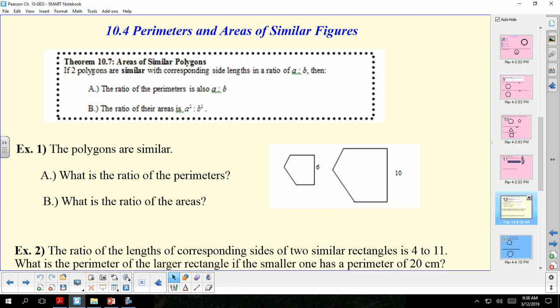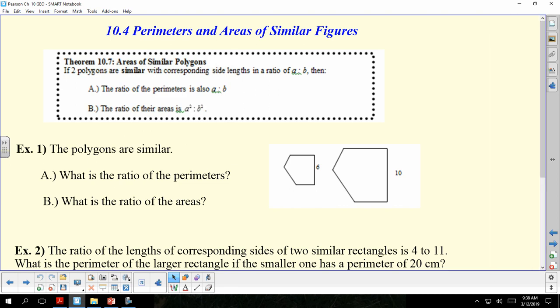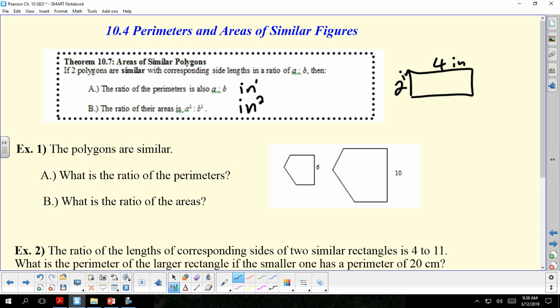We can remember this by the units in which they're measured. So if we are measuring, say, the perimeter of this rectangle here, and we have it in inches, what would be the perimeter's unit of measurement? It would be in inches. Right? Inches to the first power, if you will. If we were to measure the area of this, we would measure it in inches squared, inches to the second power. So you'll see that the scale factor is squared. So this goes very quickly.